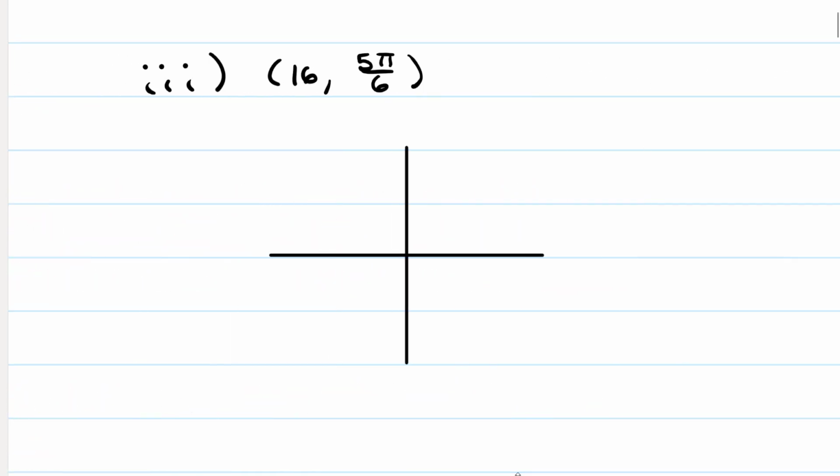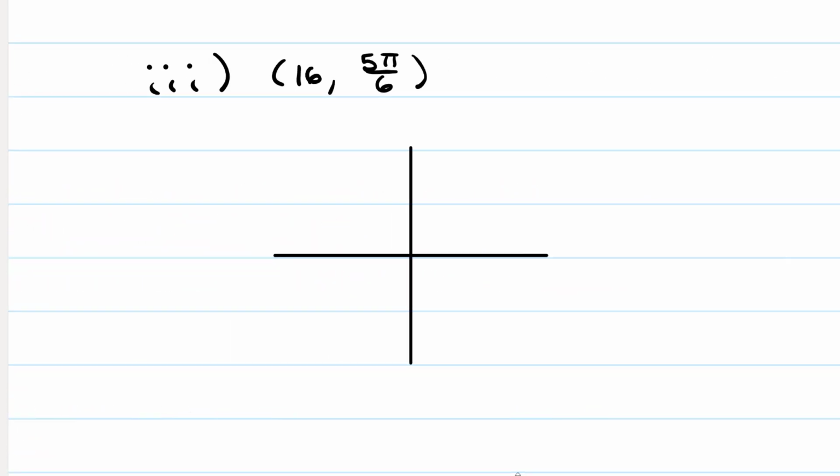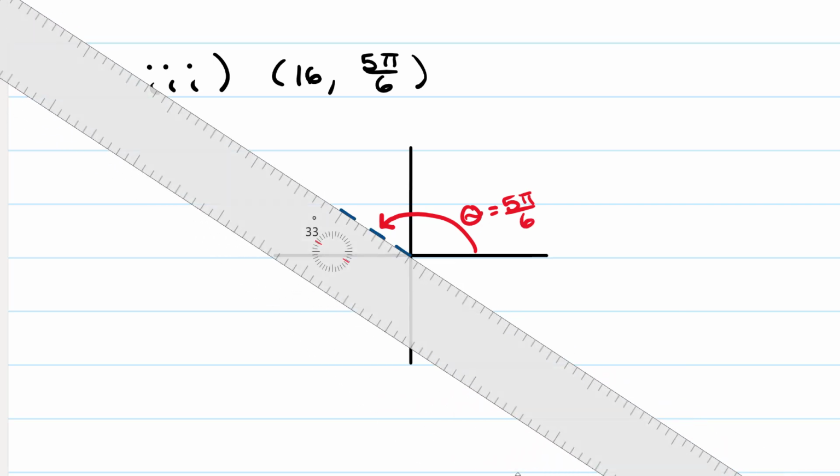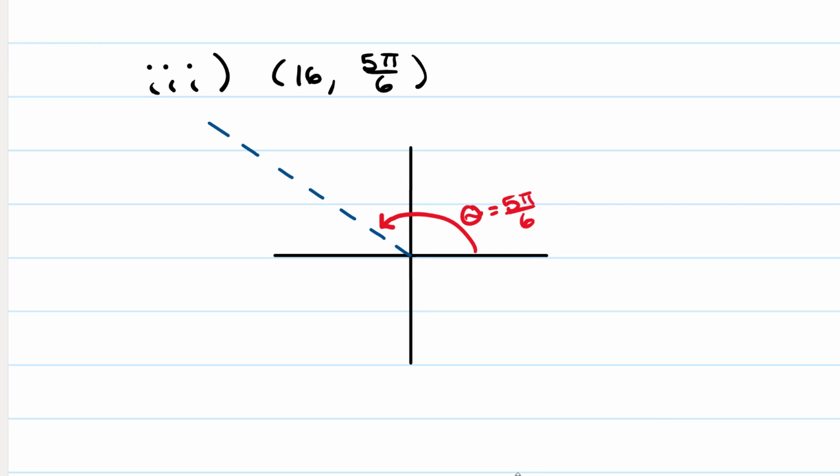Alright, let's do another one. So now I'm going to have 16 comma 5 pi over 6. Step 1 is I'm going to rotate 5 pi over 6. So 5 pi over 6 will take me about to here. Then I'm going to draw a little line real quick, and I'm going to go 16 units.